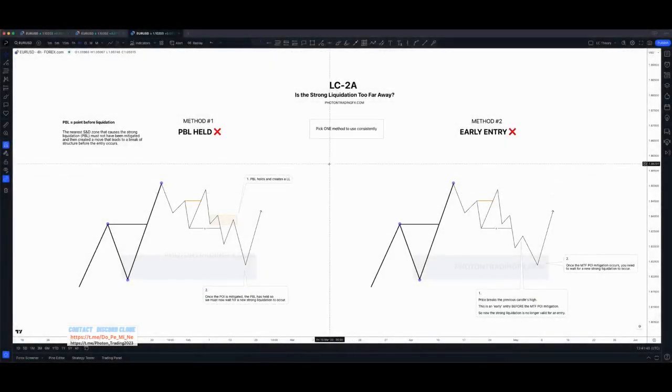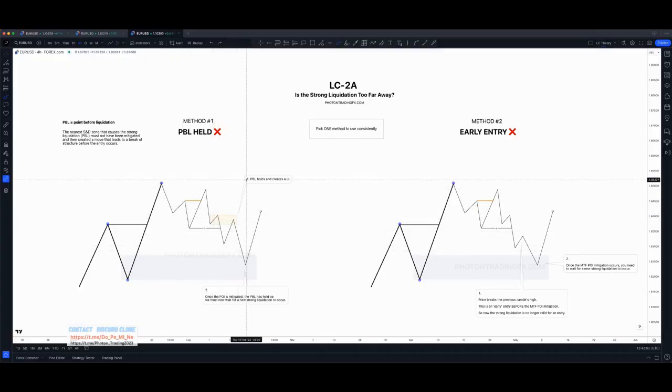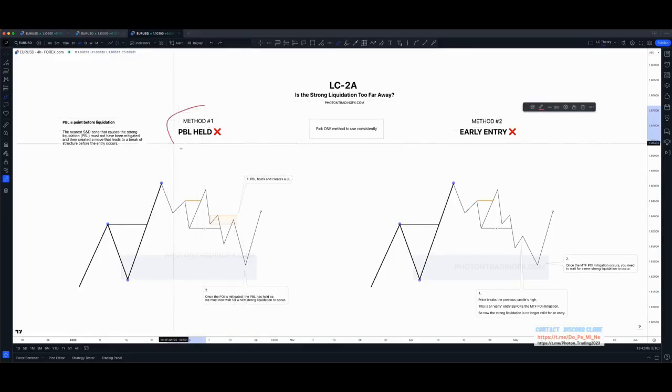So this is where you have the two methods side by side. In the previous lesson, we learned the PBL method, right? Once we get our POI mitigation, if the PBL was already held and made a new low, then we don't look for a trade. That's one method. Okay, so you only use one method. You don't use both. You have to pick one, right? So that's the PBL method that we learned before.